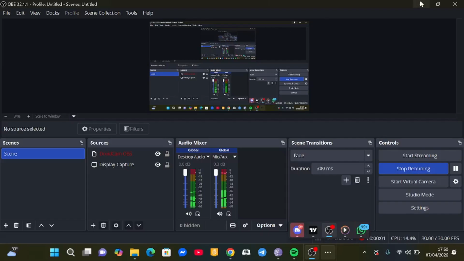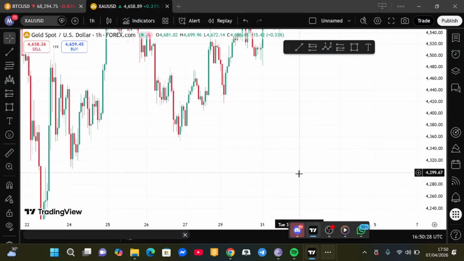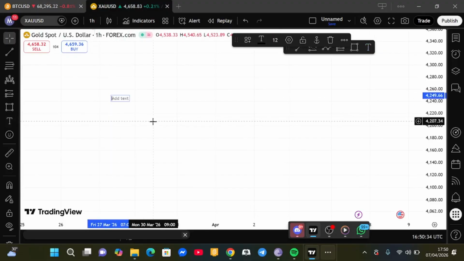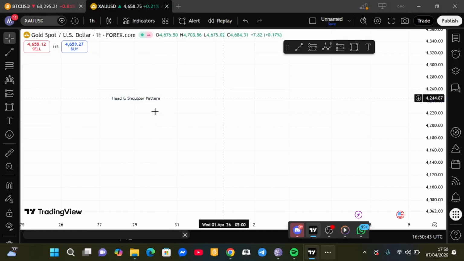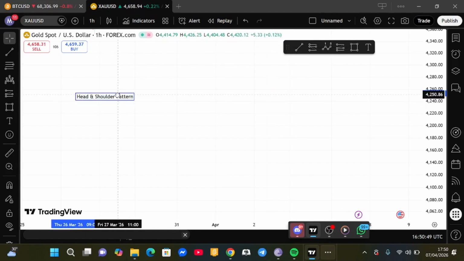Hi guys, so today I'm going to be showing us a reversal strategy that I use when trading, and it is called the head and shoulder pattern. So let me increase this font size. Let's say the head and shoulder pattern.